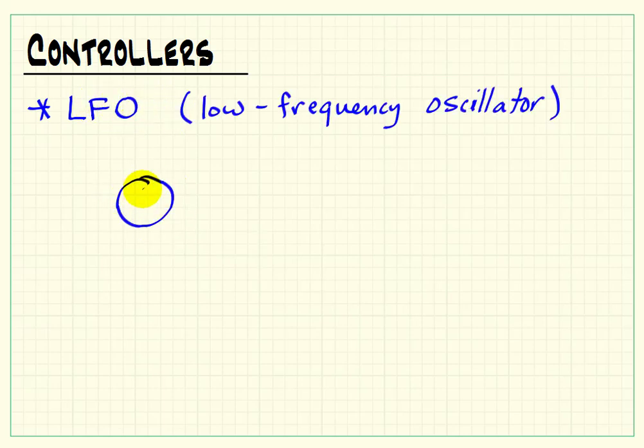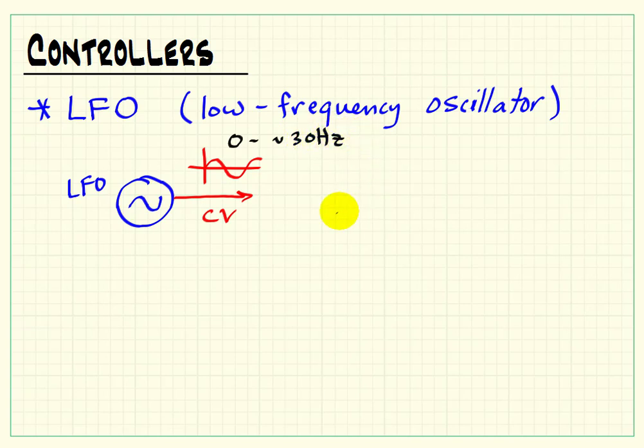The LFO, or low frequency oscillator, is not really used for production of the actual source audio signal, but rather is used to somehow modulate some property of that signal. So the LFO would produce in this case, a sinusoidal waveform roughly in the area of 0 to 10 hertz, maybe as high as 30 hertz.